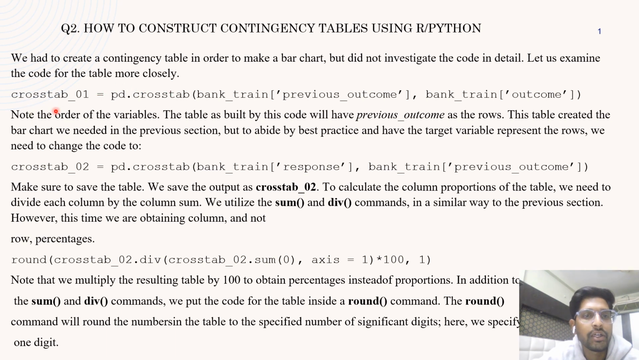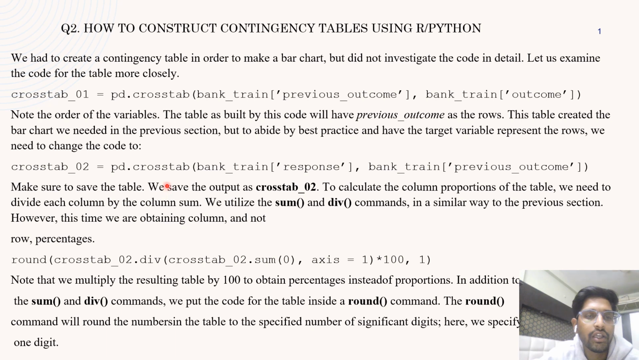crosstab_01 is the name of the output that we need to store our variables in. So we initialize it to pd.crosstab, which is a function from the pandas library. Then it contains two values, that is previous outcome and the outcome. So overall here we need to look at the order of the variables. Here the previous outcome comes first and the outcome comes second. So the previous outcome would be on the x-axis and y on the y-axis respectively.